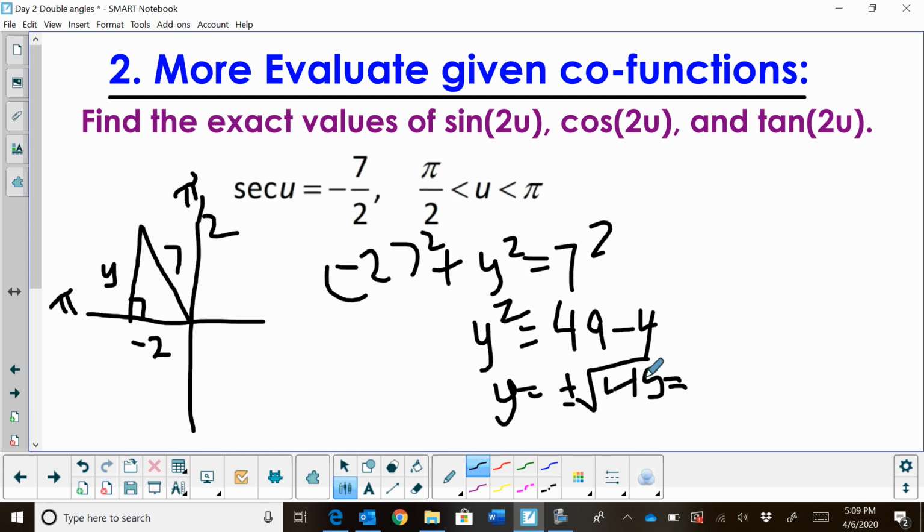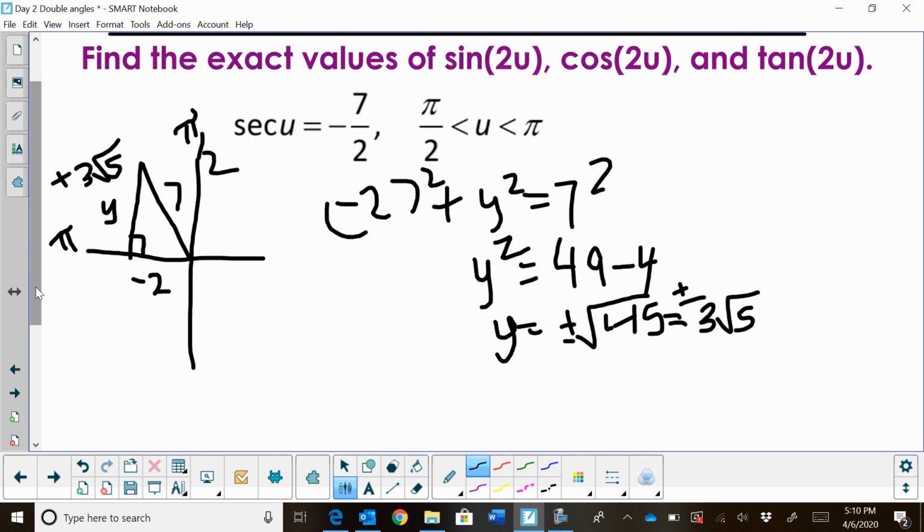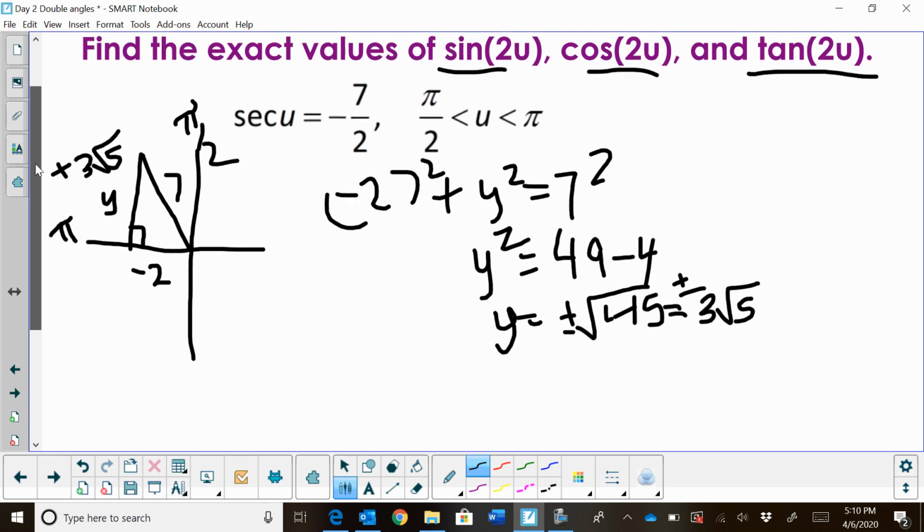3 root 45 is 3 root 5. Now we have to decide based on the quadrant if it's a positive or a negative. Since we're in quadrant 2 and it's the y direction, it's going to be the positive 3 root 5, not the negative 3 root 5. So there's our triangle. Now working with those, I can do my sine, my cosine, and my tangent formula.